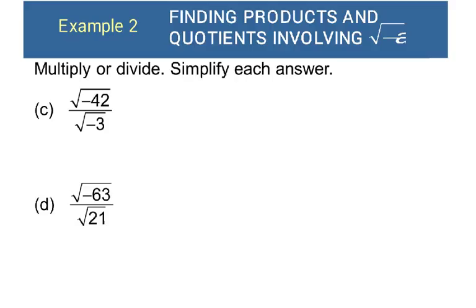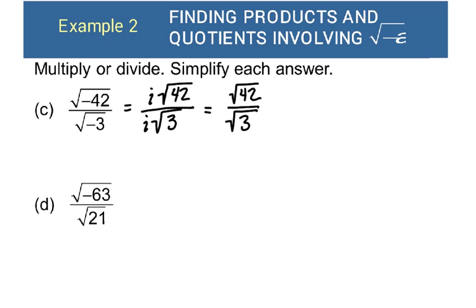But this first one is something that I see, just like multiplication. We need to take that i, the imaginary number, out of the radical first. Get rid of that negative. So we have i square root of 42, i square root of 3. Now our i's end up canceling each other out. So we end up with square root of 42 over the square root of 3.